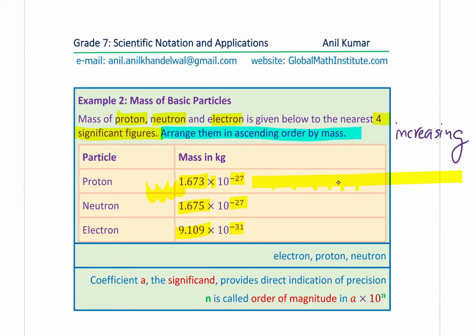Now remember, the coefficient A, the significand, provides a direct indication of the precision or accuracy of this measurement, which is up to 4 significant figures as you can see here, right? And n is called the order of magnitude in A times 10 to the power of n. So while comparing the order, we could straight away compare the value of n and get our answer.